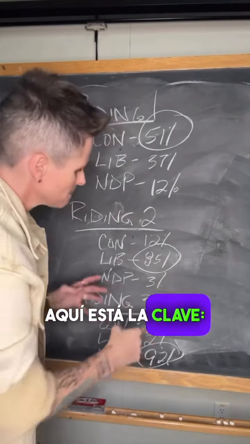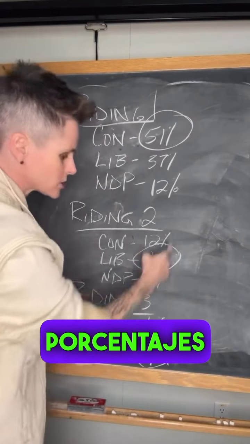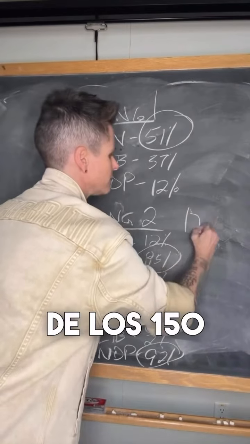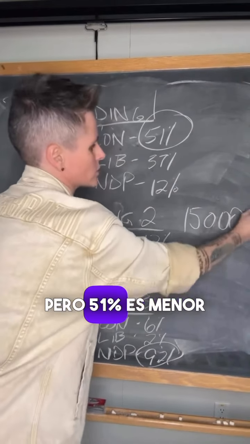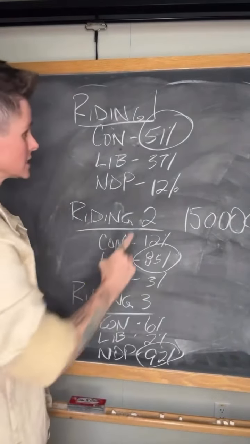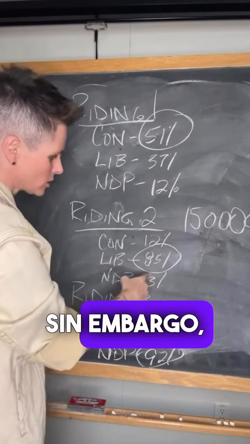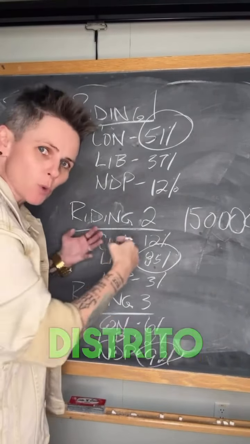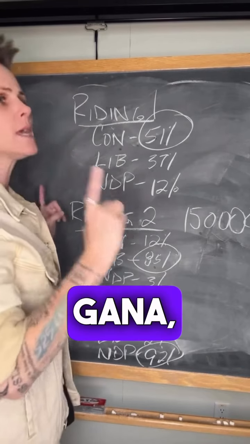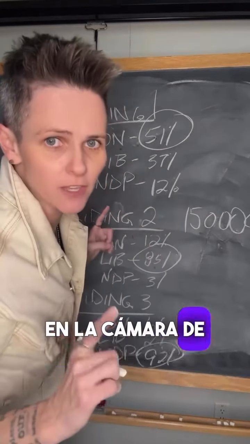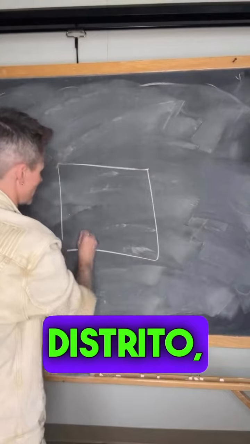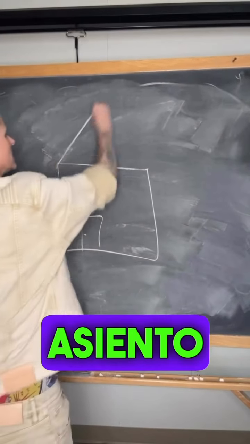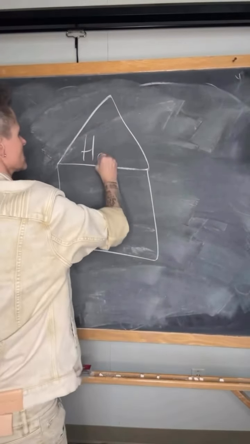Here's the key. Those guys all get different percentages of the 150,000 voters, right? But obviously, 51% of that is a smaller number than 85, which is a smaller number than 92. But every winner of each riding wins, what do they win, Alex? A seat in the House of Commons. When they win their riding, they win a seat at the House of Commons.